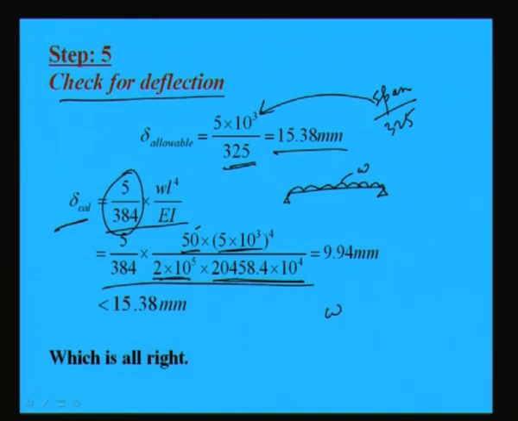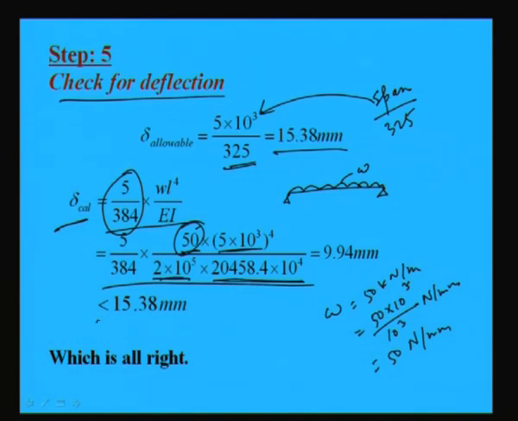The UDL load W was 50 kilonewton per meter. So, that has to be changed to Newton per millimeter. So, 50 into 10 cube Newton per meter, and meter means 10 cube millimeter. So, that is finally coming 50 Newton per millimeter, right. So, that is what we have put, 50 Newton per millimeter.